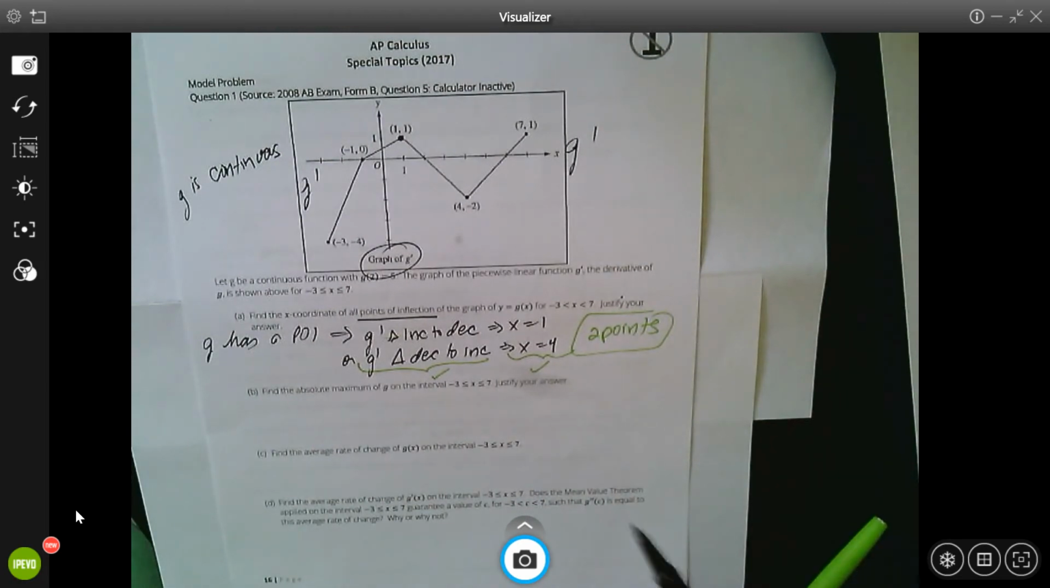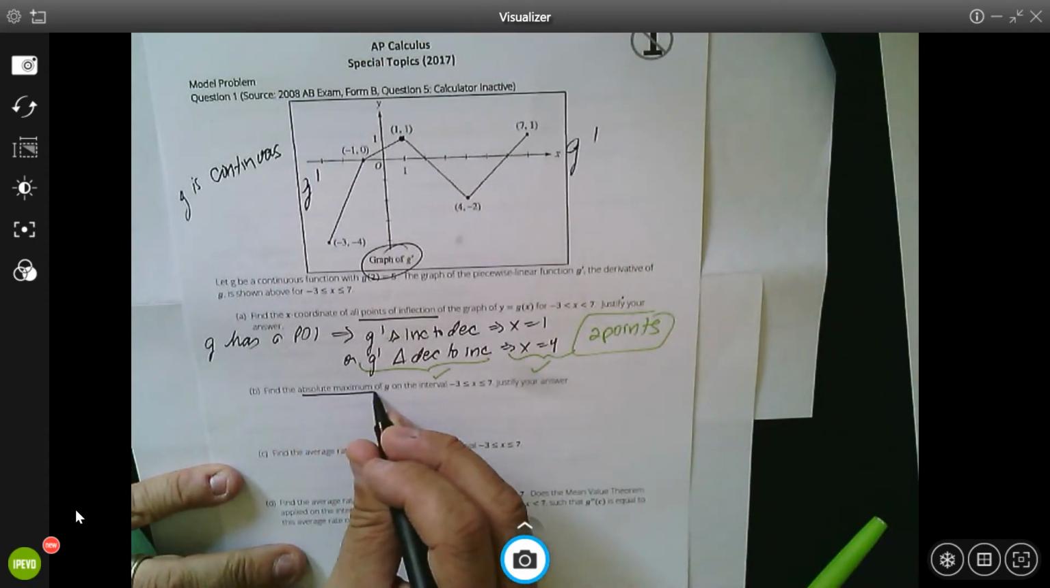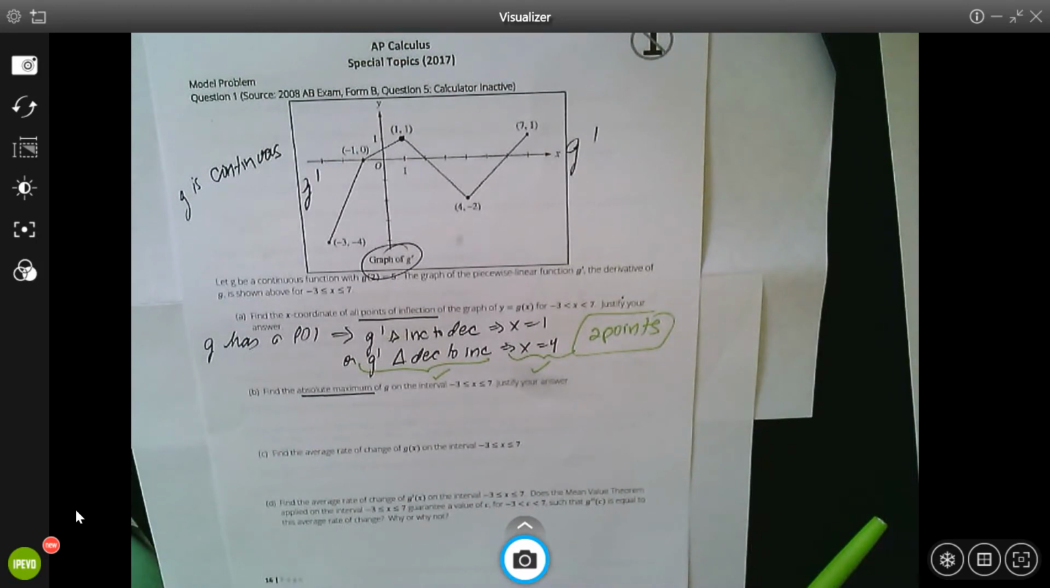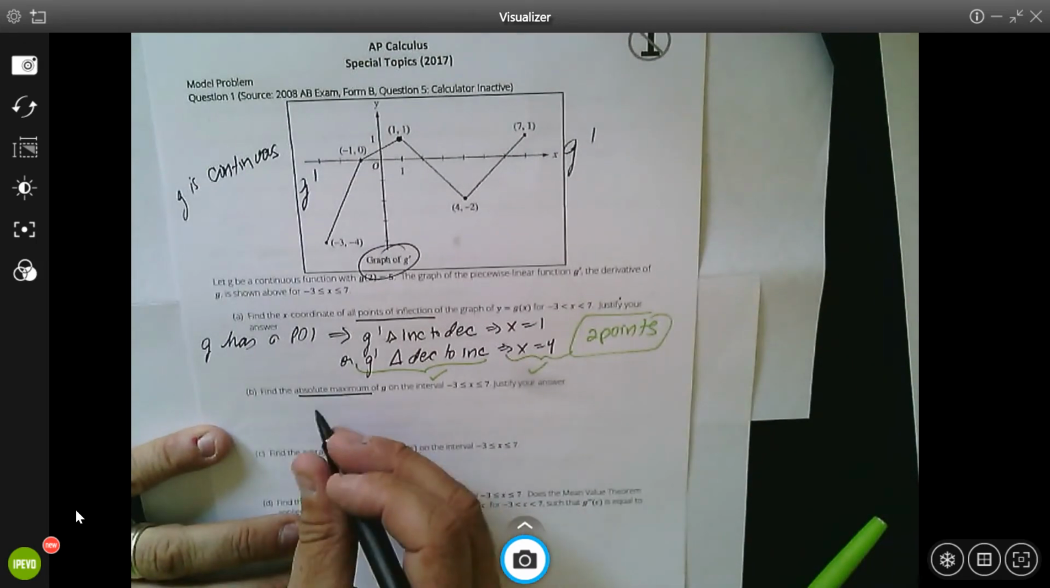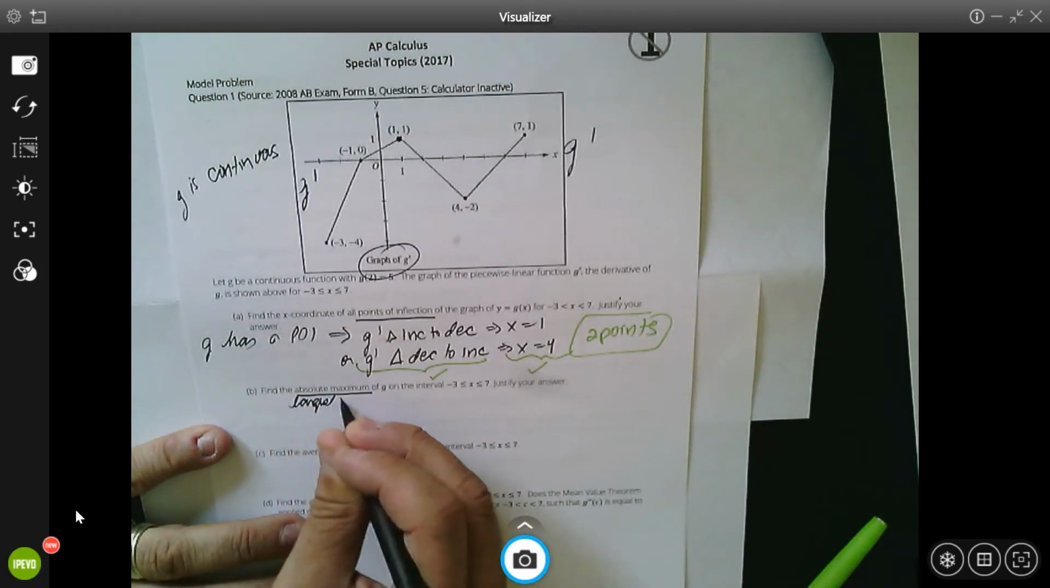All right, part B. Find the absolute maximum of g on the interval -3 to 7. Absolute max. Now this is where things get tricky, and I probably didn't give you enough space to write. Whenever we talk about absolute maximum, what we're looking for is the largest value.